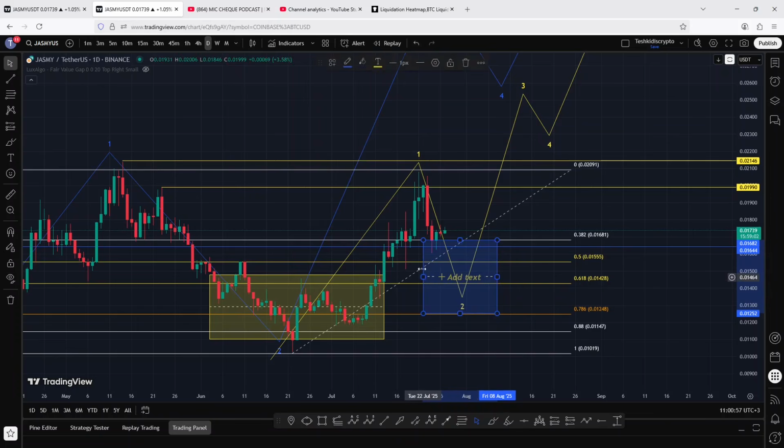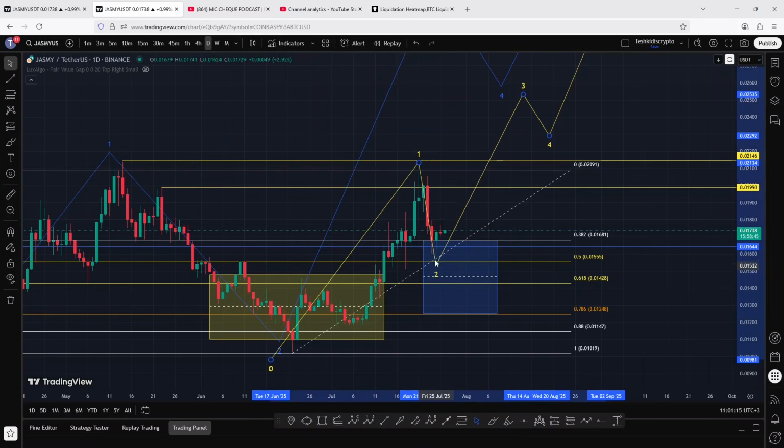And you can see that we have now seen a pullback into the area between the fib level 0.382 and the fib level 0.5, an area that is now giving us a bit of a slight reaction, giving us a bit of a short-term bounce, and there's a very high chance that we could have a low in place in the formation of this second wave, and a bounce is now imminent in the formation of this wave 3.